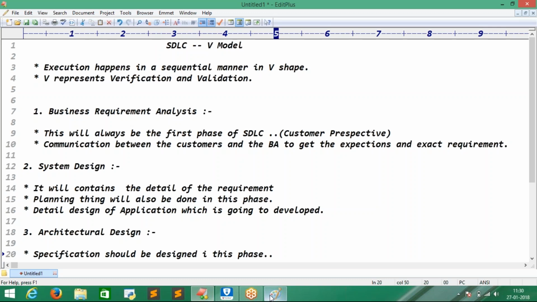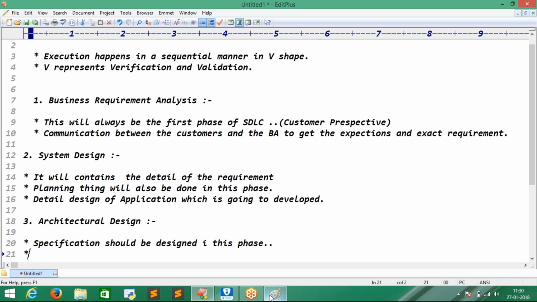Now, when I'm saying the specification should be designed in this phase, usually more than one technical approach should be proposed to the client. Why more than one technical approach? Because, for example, if you give only one technical approach, like this is how my application will go, you click on this button and it should work like this.